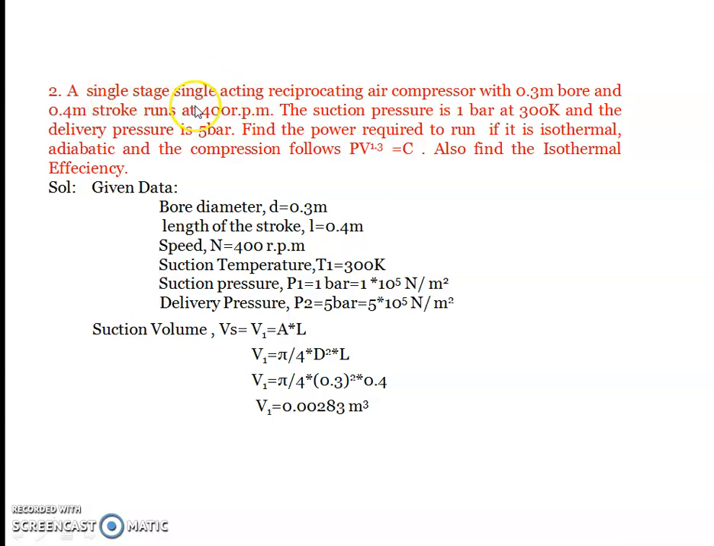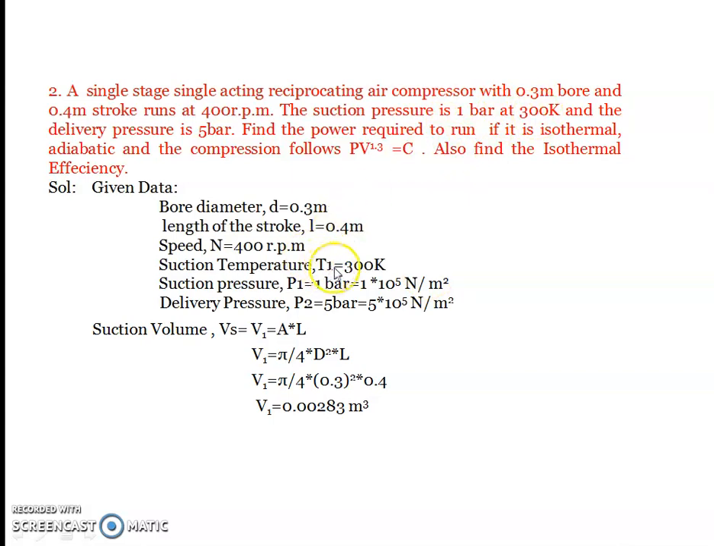In that, it is a single stage reciprocating compressor. So from the problem, the given data is bore diameter D = 0.3 meter and stroke length L = 0.4 meters, and runs at 400 RPM, that is speed N = 400 RPM, and the suction pressure is 1 bar. So suction pressure P1 = 1 bar. We have to convert bar in terms of Newton per meter square, that is 1 × 10^5 Newton per meter square, and the suction temperature is 300 Kelvin.